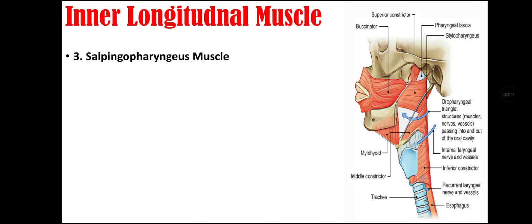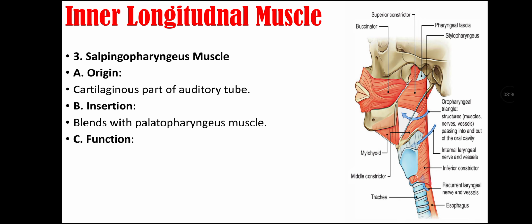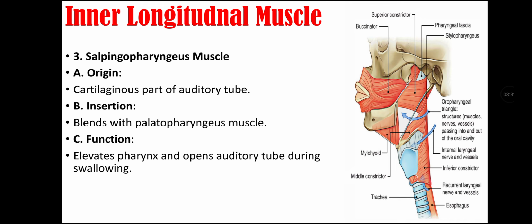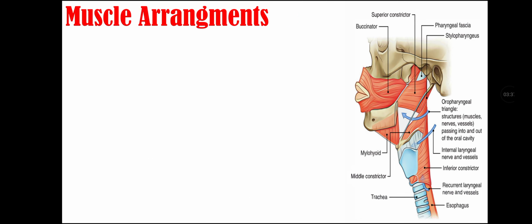Next inner longitudinal muscle is salpingopharyngeal muscle that originates from the cartilaginous part of auditory tube. It is inserted and it blends with palatopharyngeal muscle. Its function is to elevate pharynx and open auditory tube during swallowing. It is supplied by pharyngeal plexus of vagus nerve.